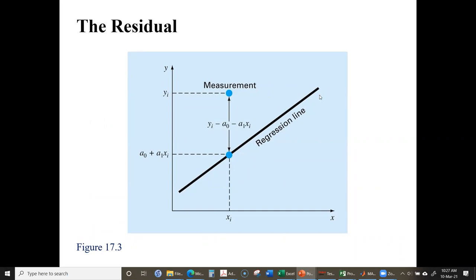So this is the regression line, and the error between the point on the regression line and the corresponding data point is represented by yi minus a naught minus a1x. So if we have a point, the point on the line will be a naught plus a1x, and the measured point is y. So the difference between them is y minus a naught minus a1x.